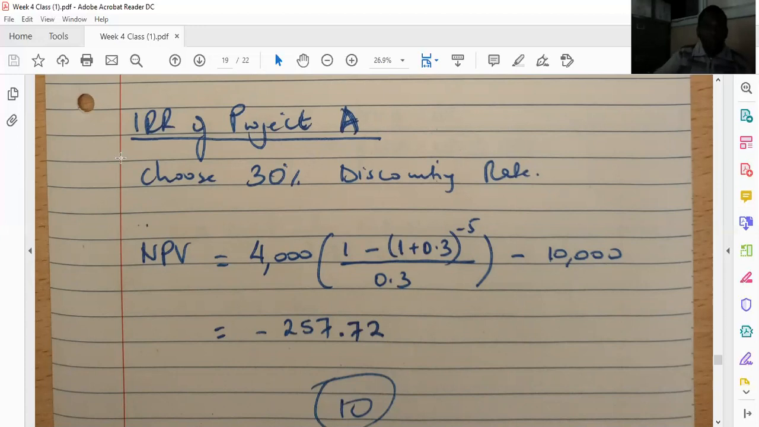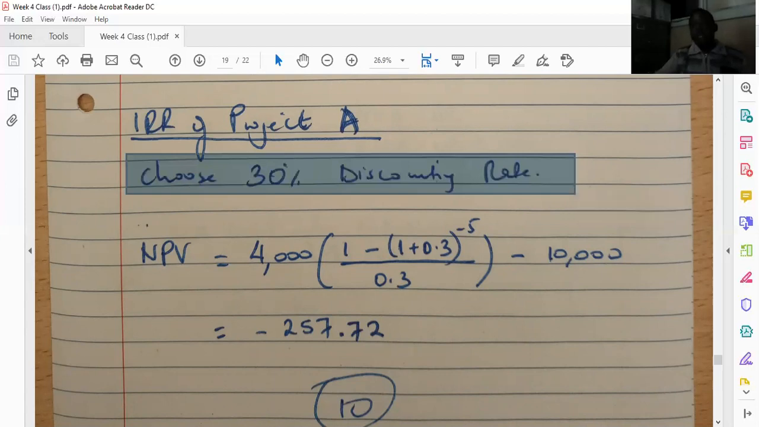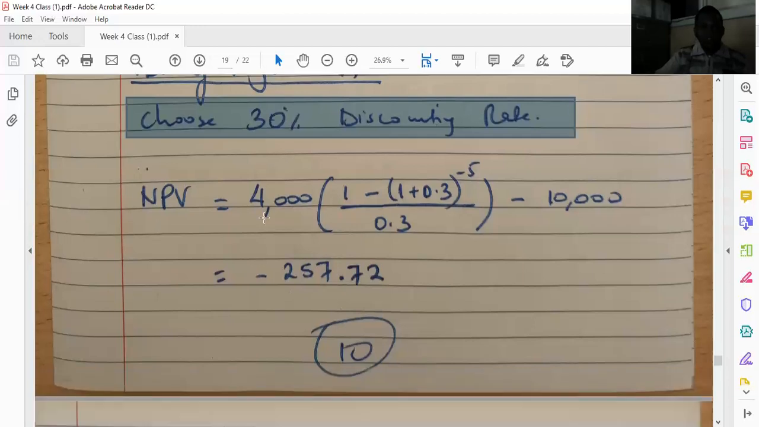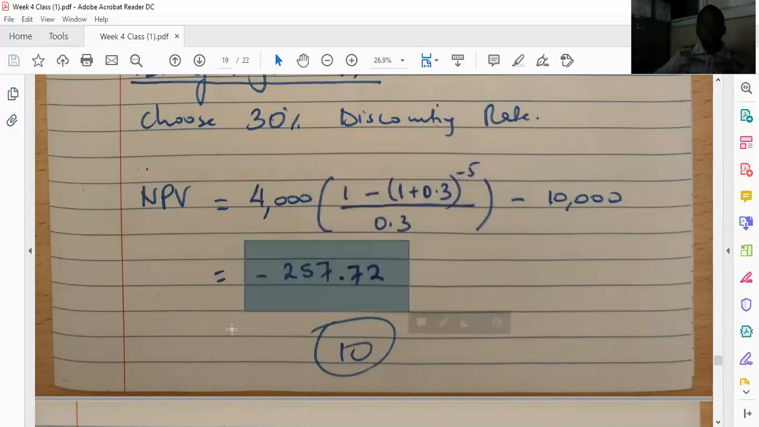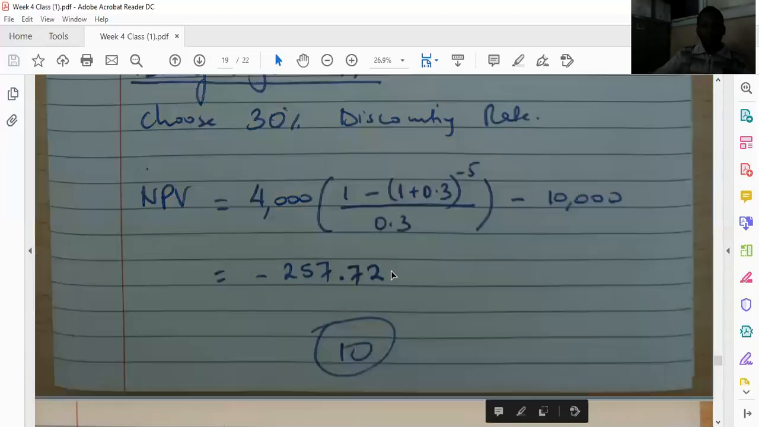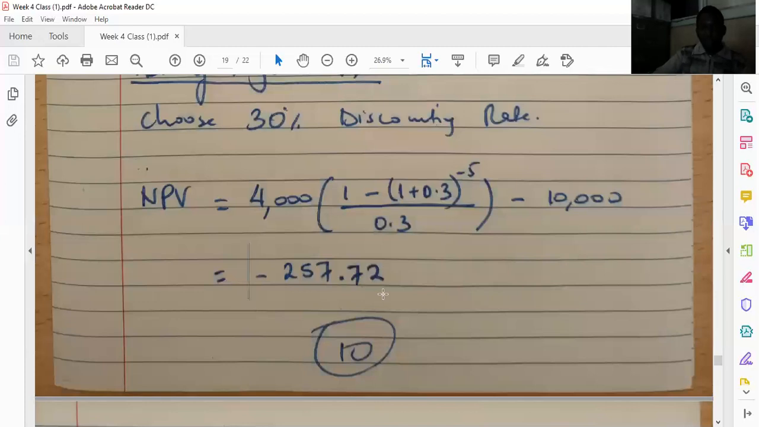At first we try a discounting rate of 30% and see what NPV it gives us. When the discounting rate is 30%, the NPV shall be equal to the annuity times the present value interest factor of the annuity at 30%, that is 1 minus, in brackets, 1 plus 0.3 raised to the power of -5, divided by the interest rate of 0.3, minus 10,000. It gives us a negative NPV of 257.72. So we've gotten our negative NPV.